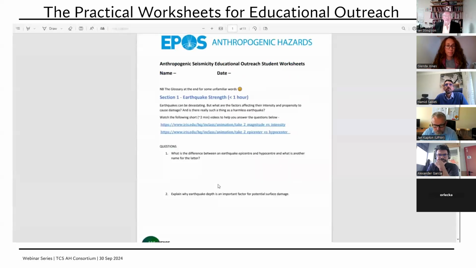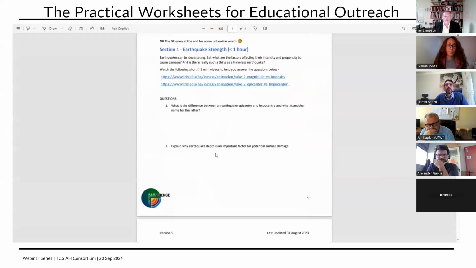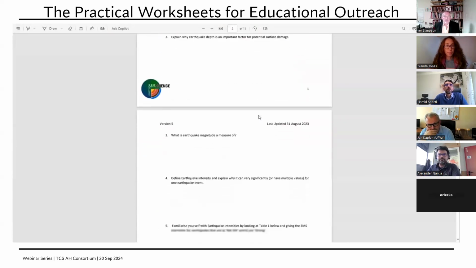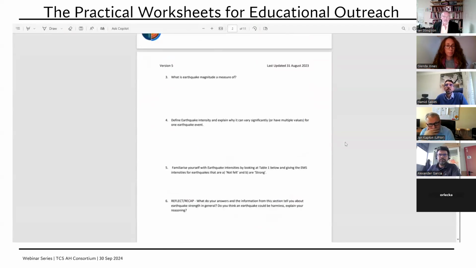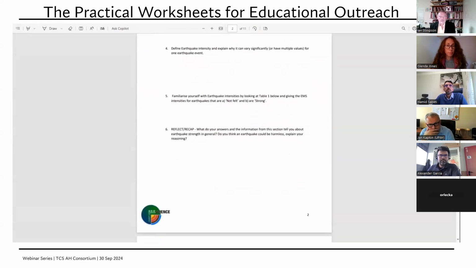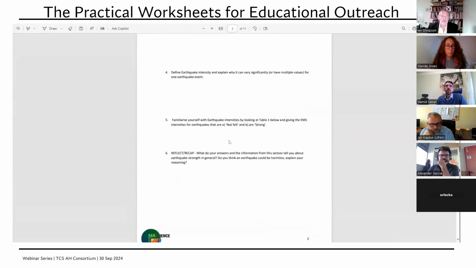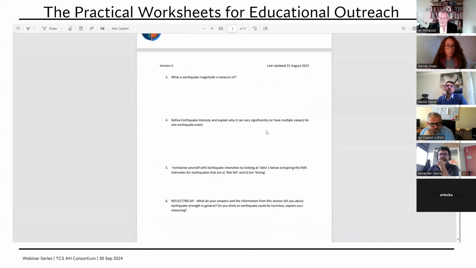Following watching these videos, the students are asked to provide answers for the difference between epicenter and hypocenter, explain why earthquake depth is an important factor for potential surface damage, define earthquake magnitude, define intensity and why it can vary significantly, and familiarise themselves with earthquake intensities by looking at the table below. It ends with the reflect or recap, where the students review their answers and tell us a little bit more on their thoughts on earthquake strength in general and whether they think earthquakes could technically be harmless.